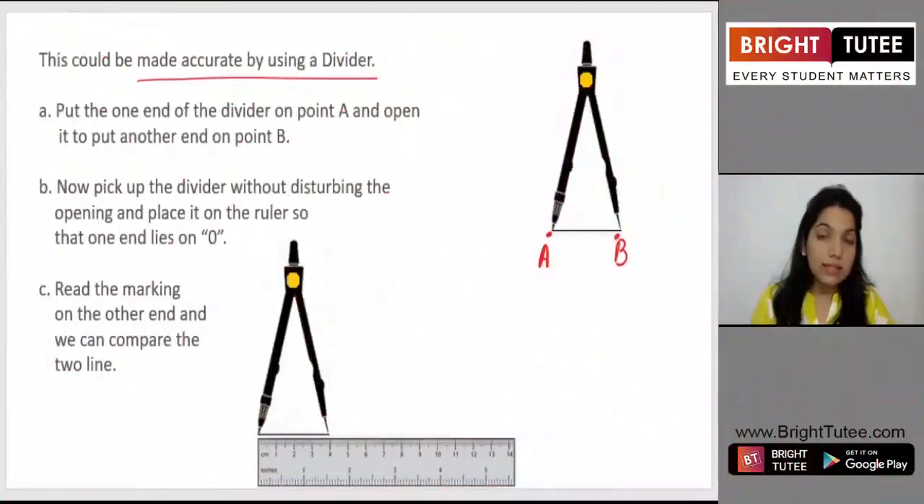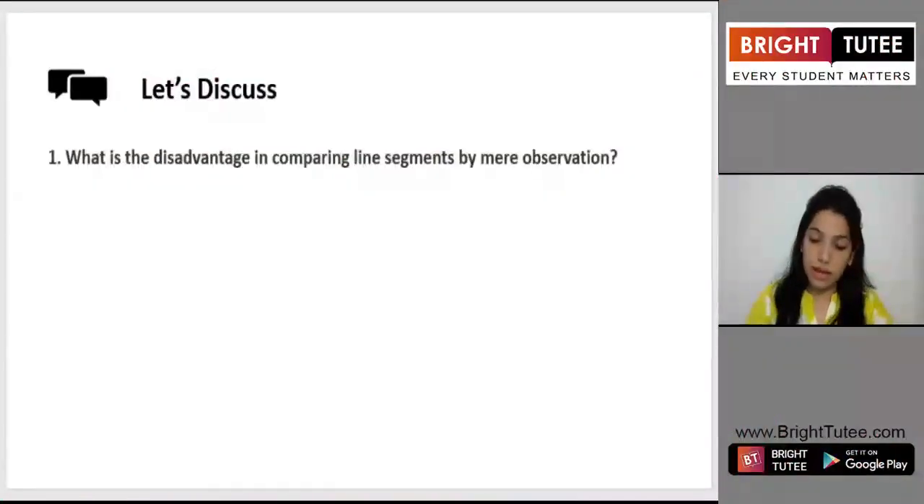So now let's discuss what we have learned and let's see what we have understood from this. What is the disadvantage in comparing line segments by mere observation? So what were the disadvantages that we felt when we were just looking at the images? What do you think were the disadvantages?